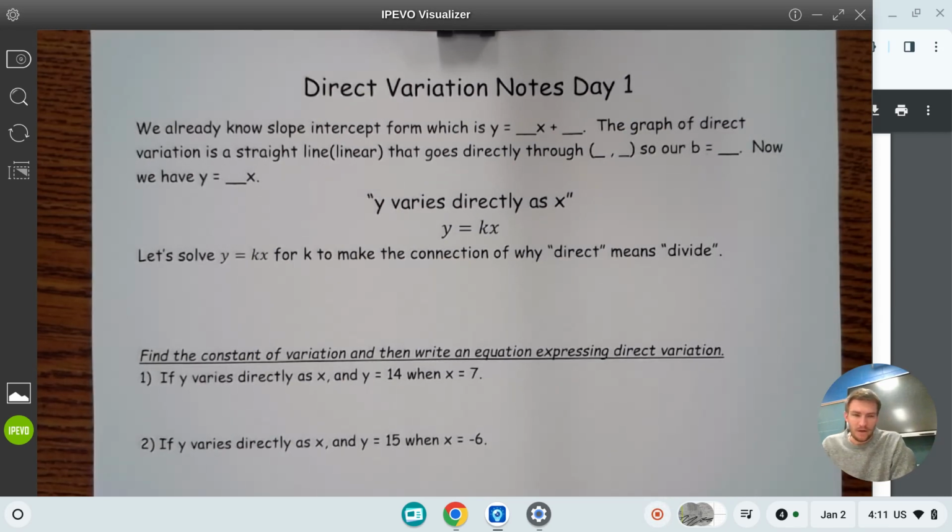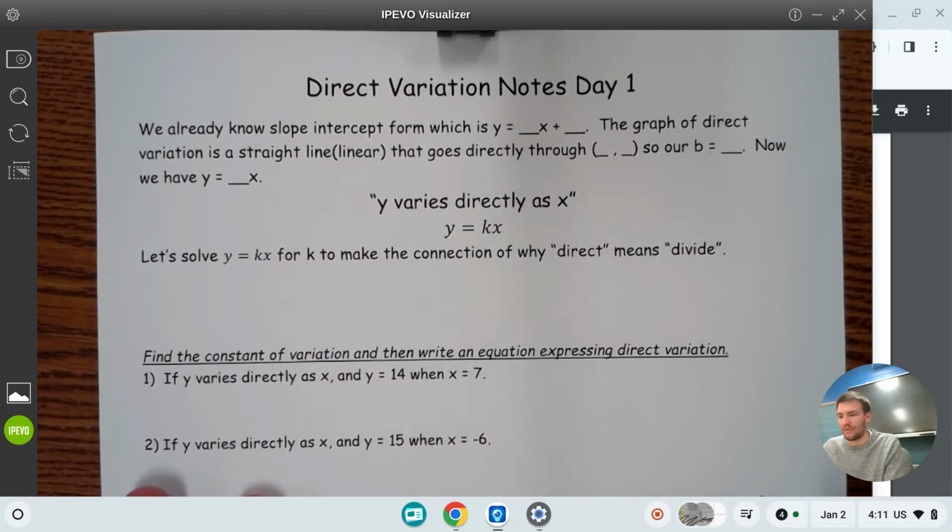What's up, everybody? We're going to go through the notes today. We're doing direct variation day one notes. We're not anymore trying to compare the difference between direct and inverse. We're focusing only on direct. And we're going to start with a walkthrough of how we got here, okay?